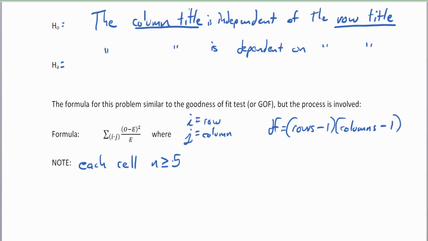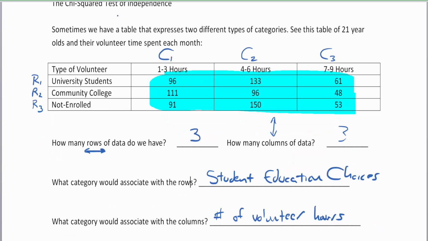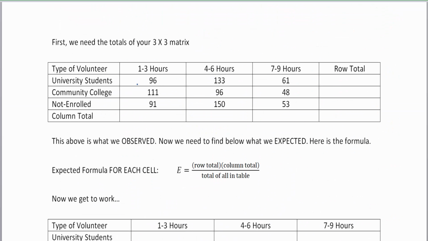Okay, so buckle in, everybody. This is going to be a challenging problem here, and I want you to follow this along methodically, because to do a test of independence, we not only need the data that we have here in the center of our chart, which I will highlight as blue, but we also need the totals. So on the second page of this handout, I've expanded my tables a little bit. Now it says first we need totals of your 3x3 matrix.